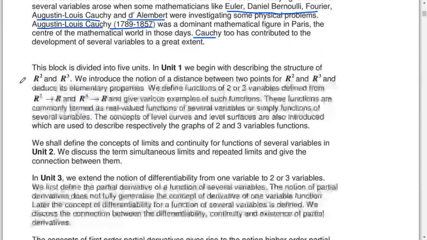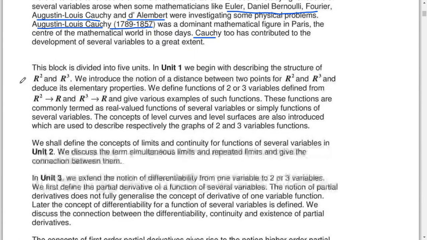The block is divided into 5 units. In Unit 1, we begin with describing the structure of R squared and R cubed. We introduce the notion of a distance between 2 points for R squared and R cubed and deduce its elementary properties. We define functions of 2 or 3 variables, from R squared to R and R cubed to R, and give various examples of such functions.